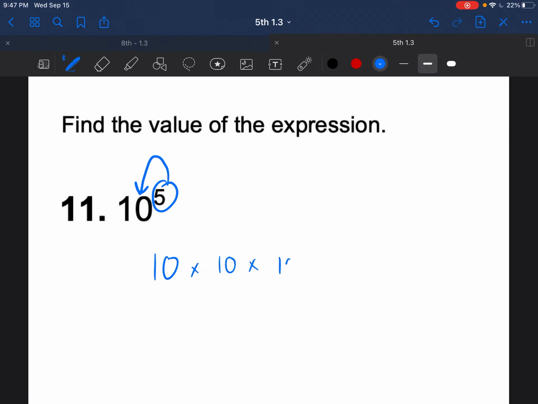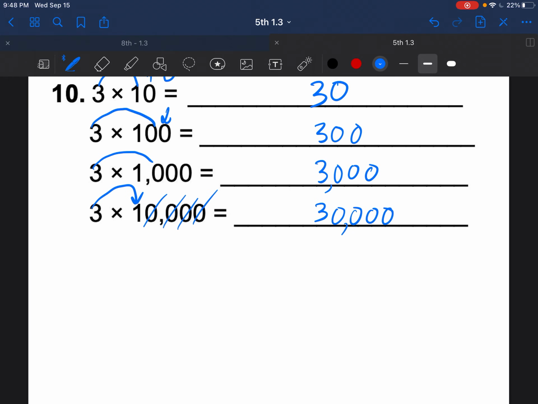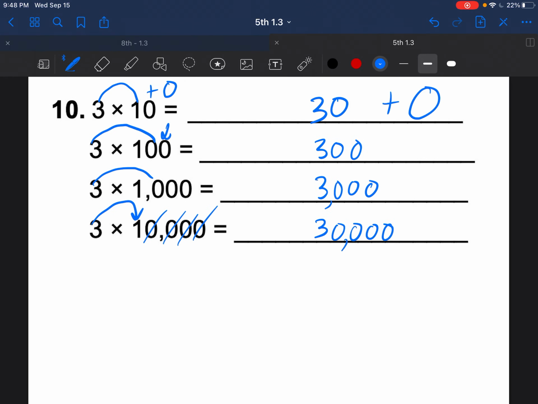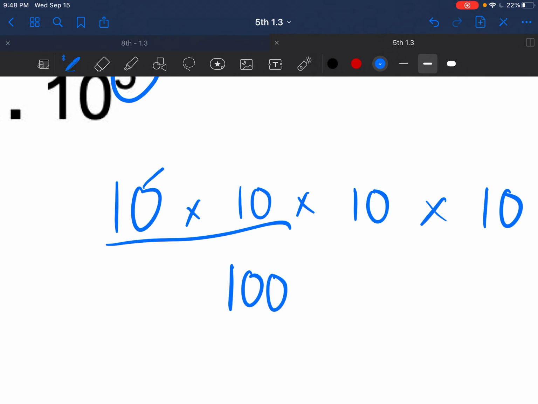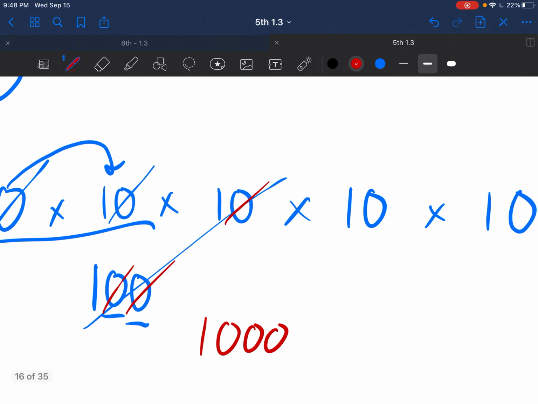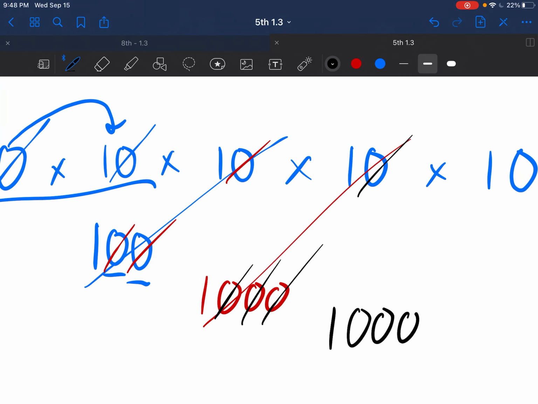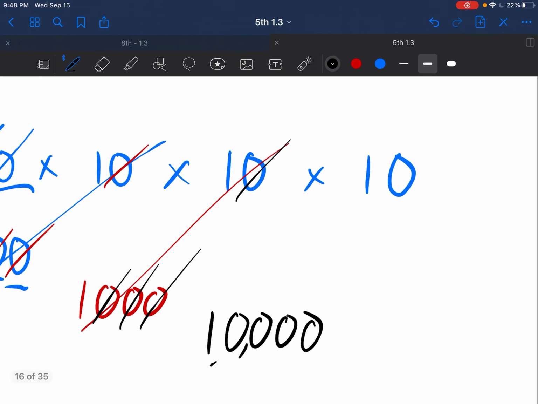So let's see. 10 times 10 is 100. We just learned how to multiply with zeros, right? Every time you multiplied by a number with 0, we added another 0, right? So 10 times 10, how many zeros do we have now? 1, 2. Let's multiply by another 10. Now, how many zeros should we have? 1, 2, 3. Now we're going to multiply again. 1,000 times 10, how many zeros should I have? 1, 2, 3, 4. Good. And we're going to multiply on our last one.